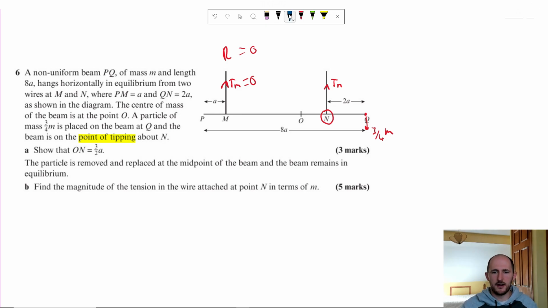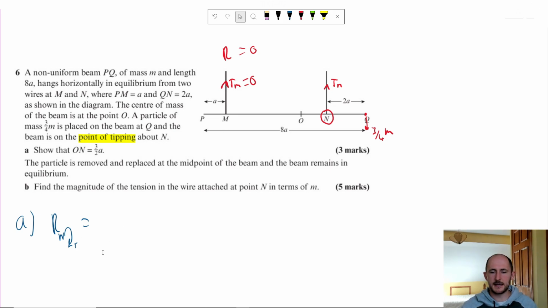So here, hopefully it's somewhat obvious, but we're going to be resolving, and I'm going to take clockwise positive about point N. Now here's the key thing about tilting: the beam is still in equilibrium. So that means that the clockwise moment still equals the anti-clockwise moments because the beam has not started tilting yet. It's about to, but since it's about to, it's still in equilibrium. It's just the tension that's gone to 0.